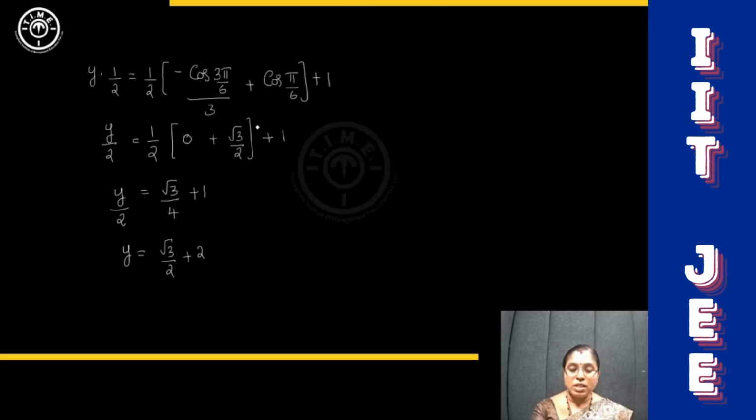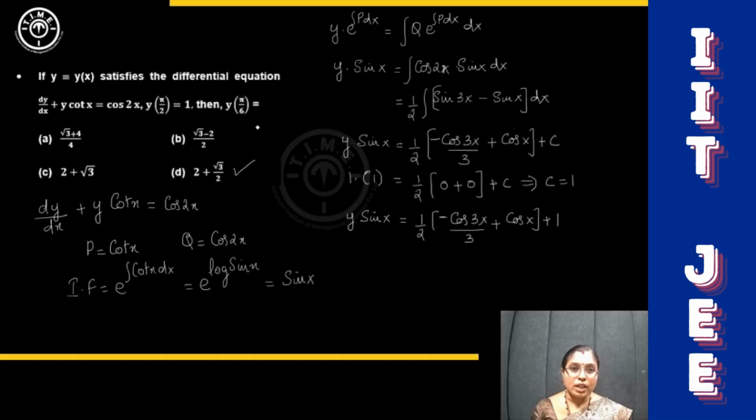So let me explain once again. We have to identify p and q and find the integrating factor. The integrating factor is given by e raised to integral p dx, and then the solution will be y e raised to integral p dx equal to integral q into e raised to integral p dx dx. I hope you enjoyed the session.